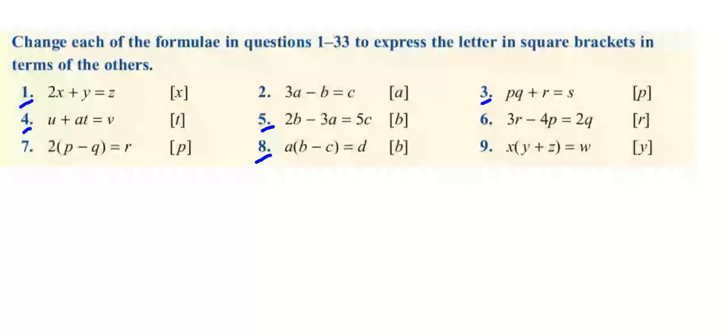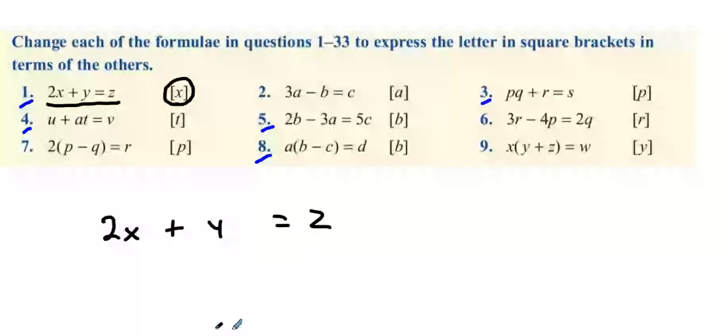Doing what's called changing the subject of a formula, to express one letter in terms of the others. So for example, in the first equation we have 2x plus y equals z, but it tells me that I want to get x on its own. When this question is done, what should happen at the very end is I should have x on its own, and everything else will be on the right hand side, over the other side.